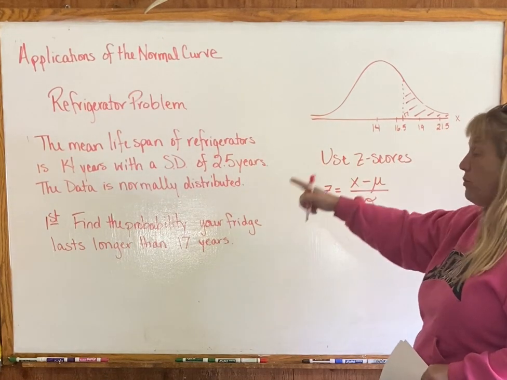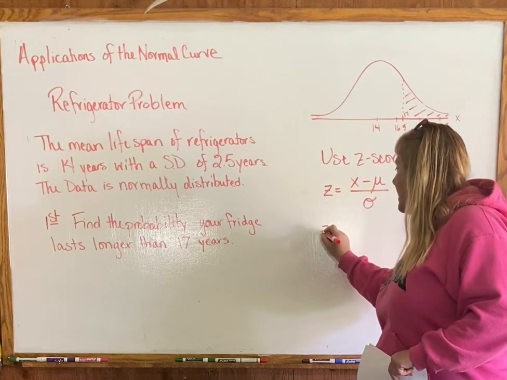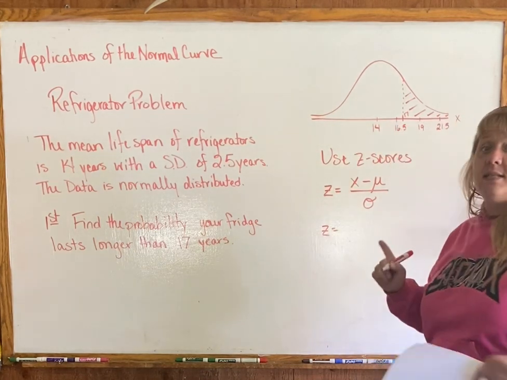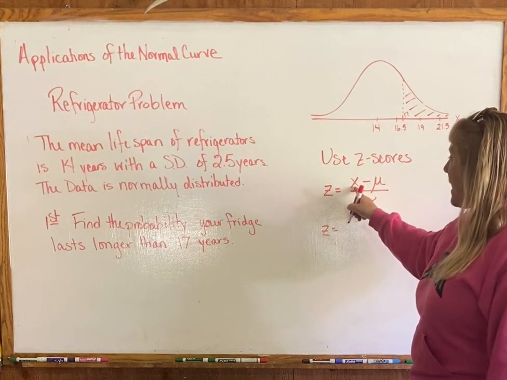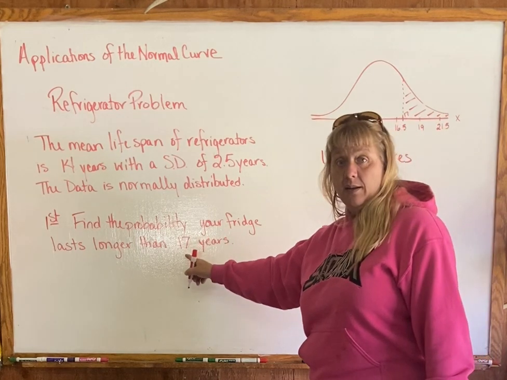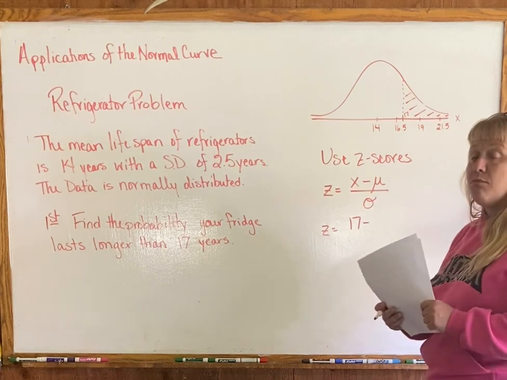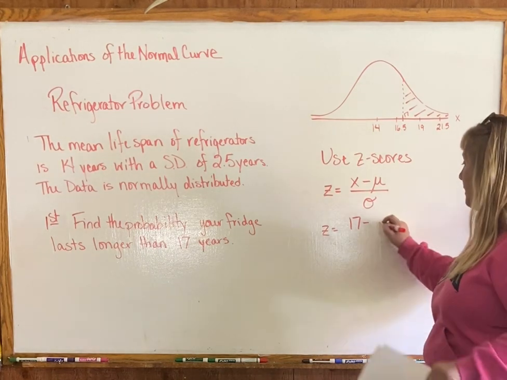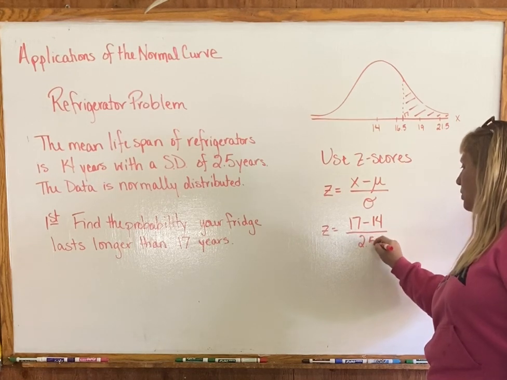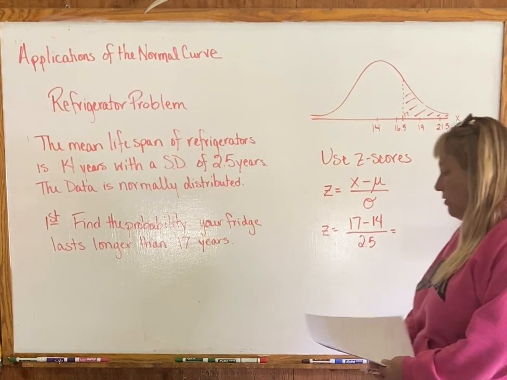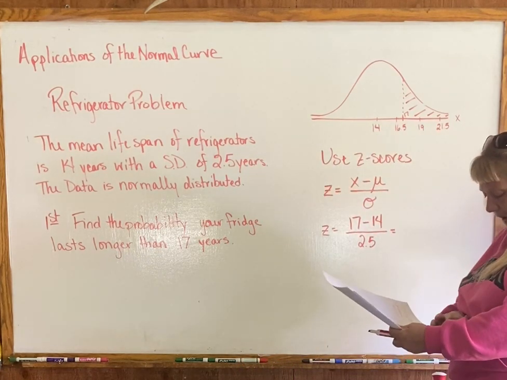So when we're given a problem, we should have all the information we need to change our real world example into a z-score world example. So the x stands for the x that we're interested in. The value we're interested in is 17 years. We're going to subtract mu, which is the mean, so we're going to subtract 14, and then we will divide by 2.5. Now, very important here when you're plugging this into your calculator, remember the top has to happen first.